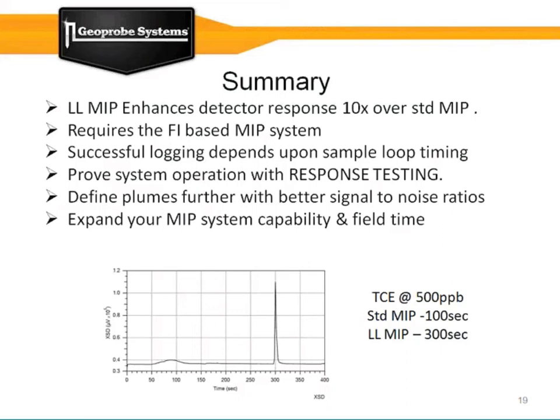You have to prove system operation with response testing. And as Dan said, anybody that says they can go out and do 50 part per billion or 100 part per billion work, we believe they ought to be able to demonstrate with response testing that that's going to work. This low-level system is going to allow you to define plumes further and with better signal-to-noise ratios, greater confidence in that plume data. This expands your MIP system capability and increases your field time. Low-level MIP now becomes the most desirable way to cross-section or track those plumes.